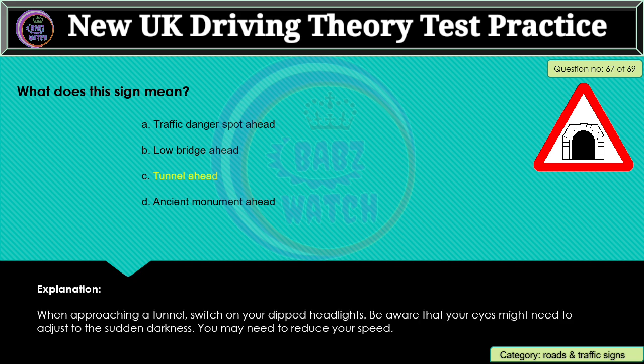Tunnel ahead. Explanation: when approaching a tunnel, switch on your dipped headlights. Be aware that your eyes might need to adjust to the sudden darkness. You may need to reduce your speed.